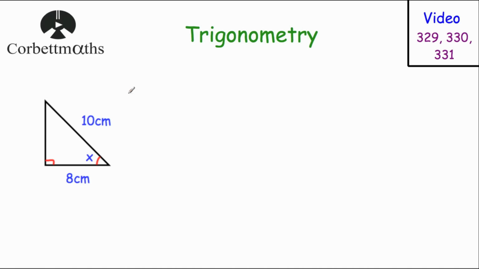So here we've got a trigonometry question, and I know it's a trigonometry question because we've got a right angle triangle and we've been asked to find the size of this angle x. It's not going to be Pythagoras, because Pythagoras will just be dealing with the sides of the right angle triangle, and angles are involved in this question.